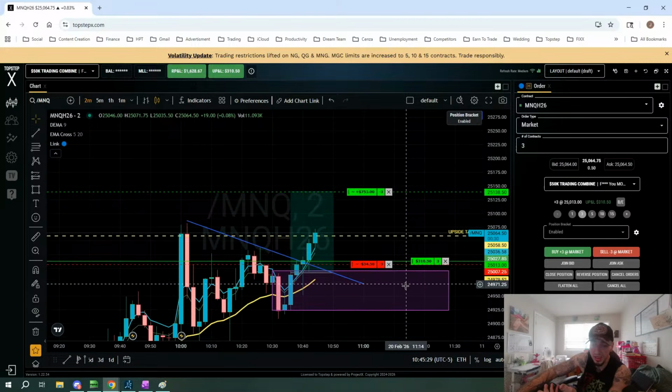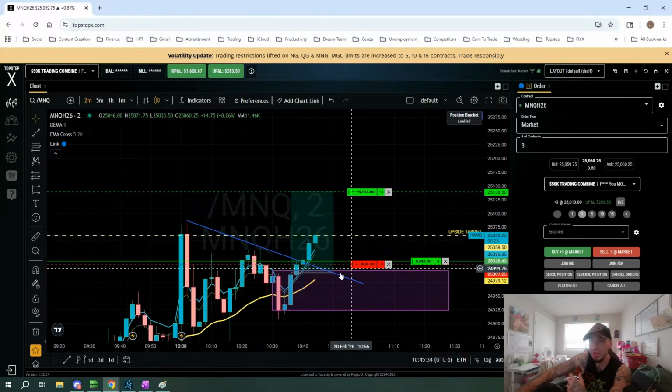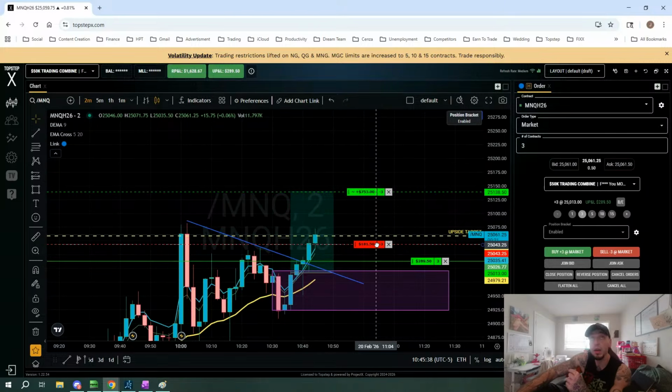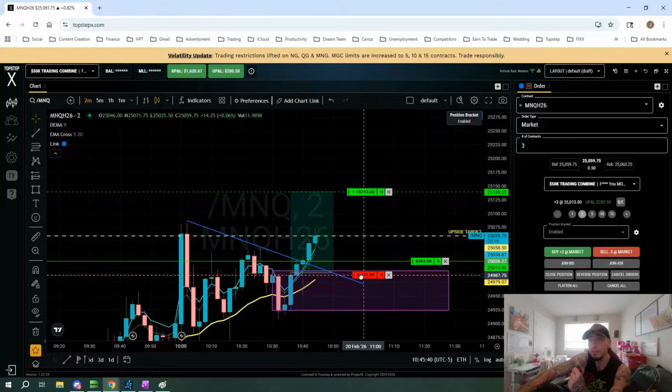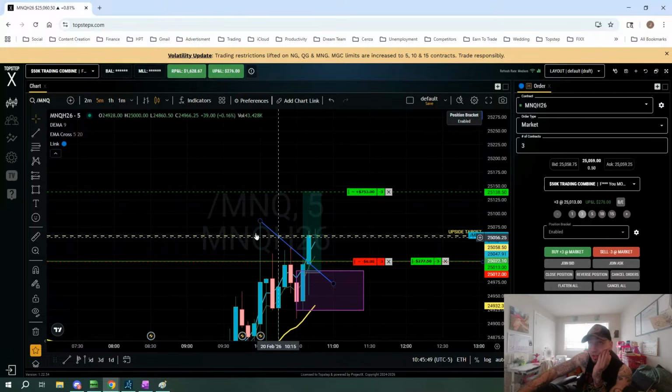It doesn't make it super easy, right? But I find the more I can trust the moving averages and the areas of value, the better I do as a trader. So it's key for me. Moving averages, areas of value.